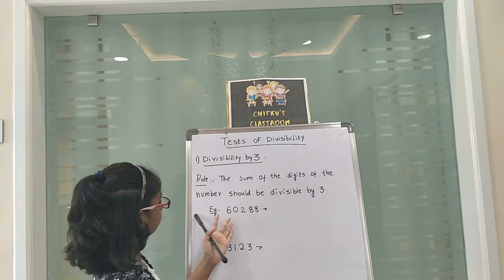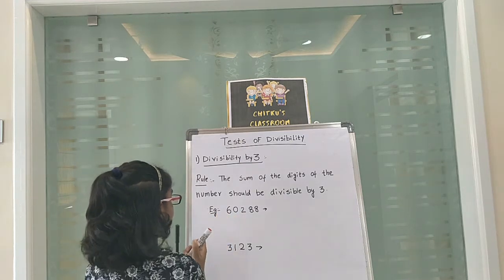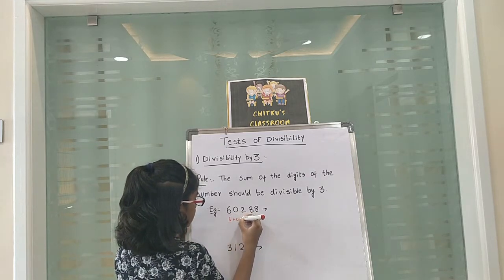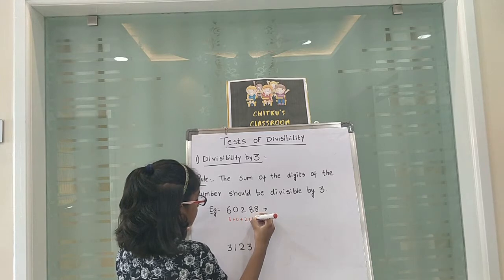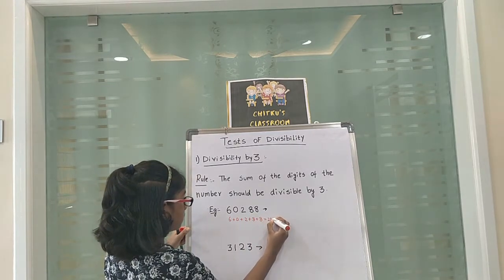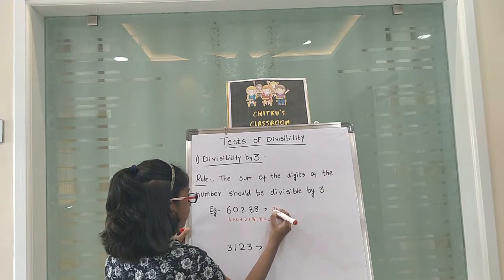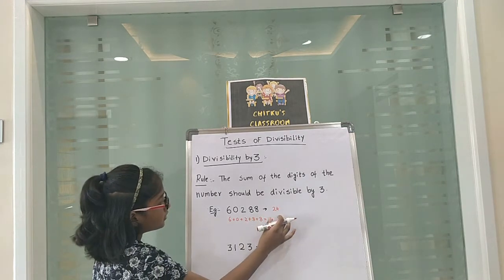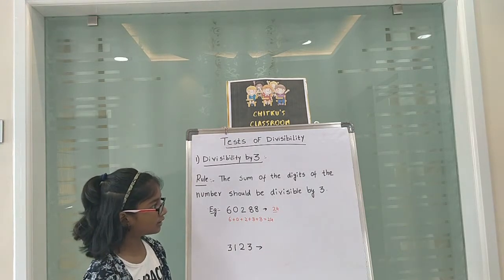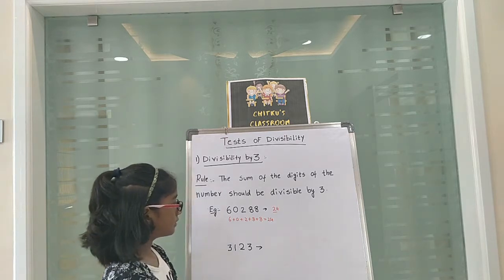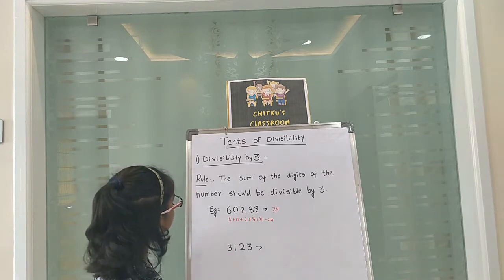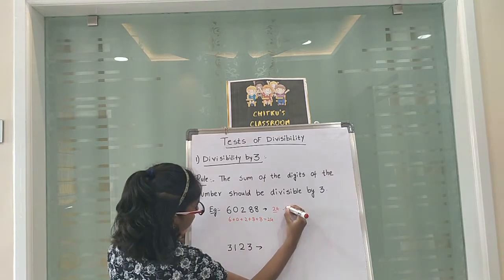So now let's check if this number is divisible by 3. We should add these digits first. 6 plus 0 plus 2 plus 8 plus 8. So it's equal to 24. So 24 is the answer. Is 24 divisible by 3? Yes. 3 times 8, 24 is possible. So that means 24 is divisible by 3, okay?